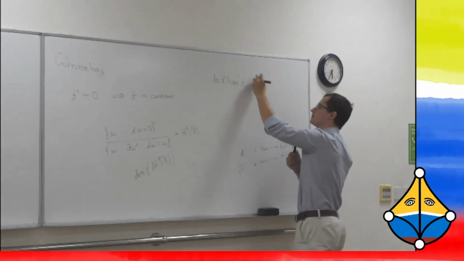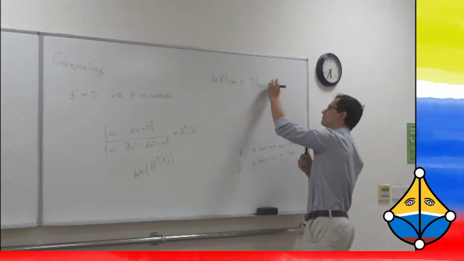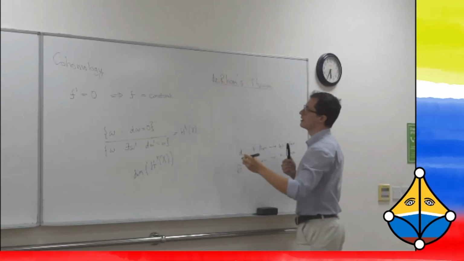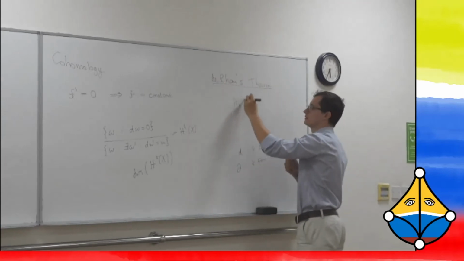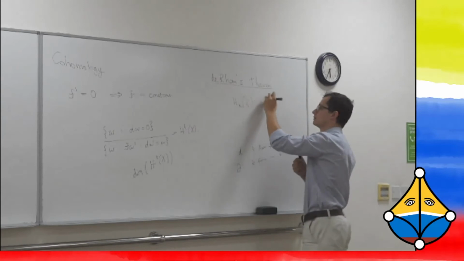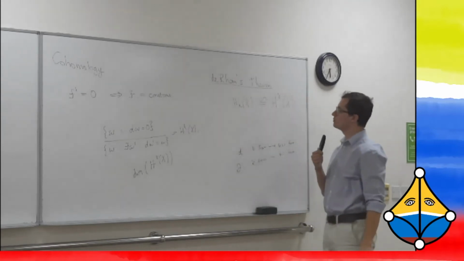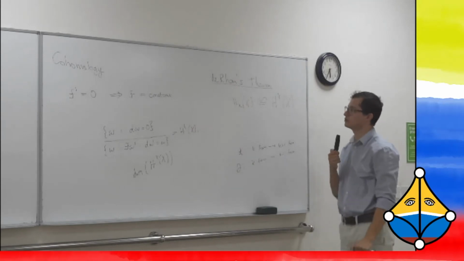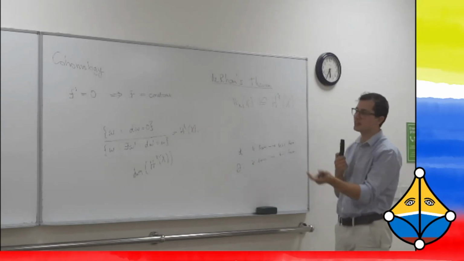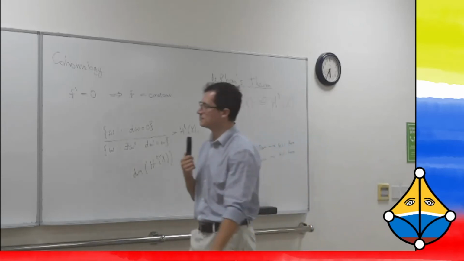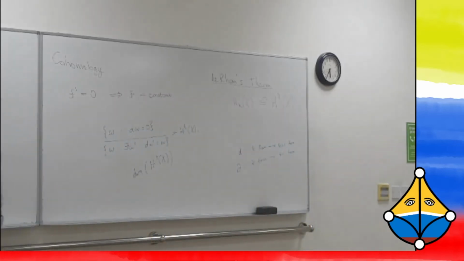De Rham's theorem states that the kth cohomology group is isomorphic to the kth homology group. So they're the same. They measure the same number of holes, and it's a very mind-blowing fact, I suppose.